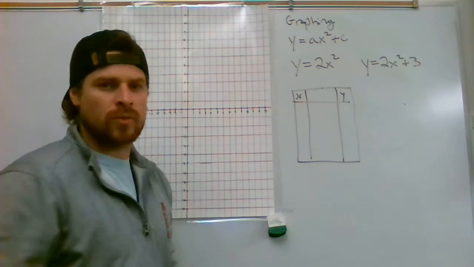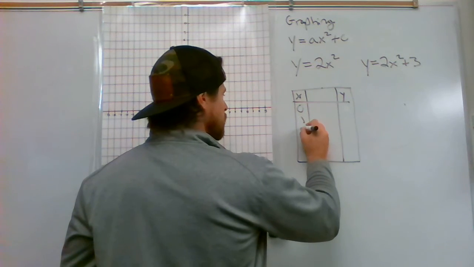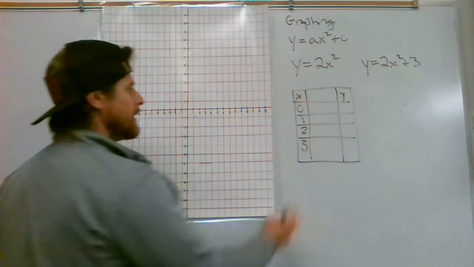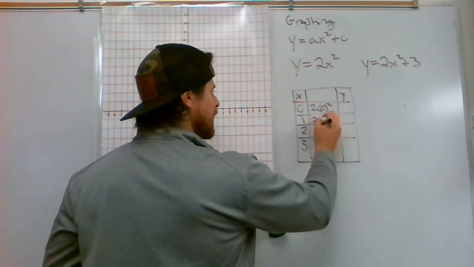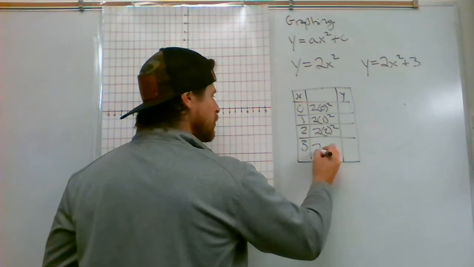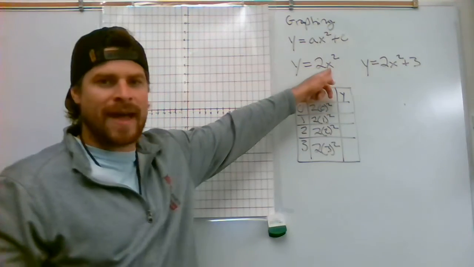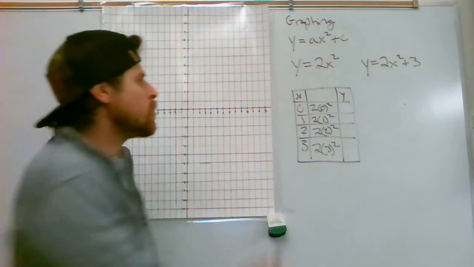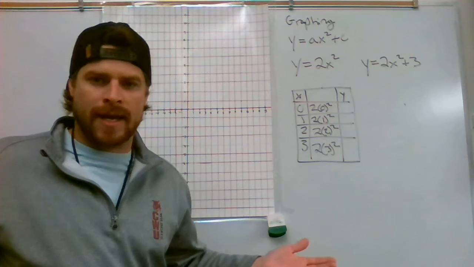Choose some values for x that should work really well with this one. Well, 0 always is a good choice. Let's just go with 1, 2, 3. If I work each one of these out, what I'm going to get is 2 times 0 squared, 2 times 1 squared, 2 times 2 squared, and 2 times 3 squared. Notice all I've done is I've replaced that x value right there with the numbers that I chose. A lot of times the question I get from students is, well, where did the x values come from? You pick them. It's your choice. Choose whatever you'd like. All right?